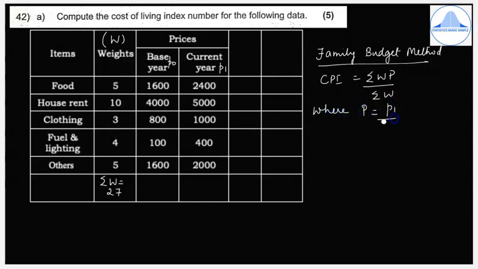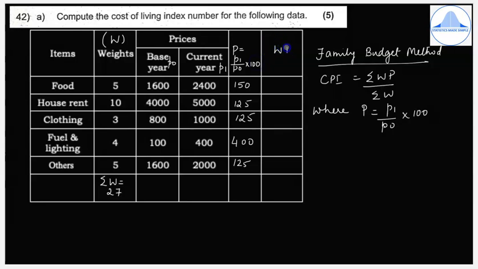Capital P is P1 by P0 into 100. This will carry 1 more mark. So in the table, form the next column as P, and P is P1 by P0 into 100. So it is 2400 by 1600 into 100. You will get 150. Next it is 125, 125, 400, 125. If you want, here also you can write the formula for capital P as P1 by P0 into 100.